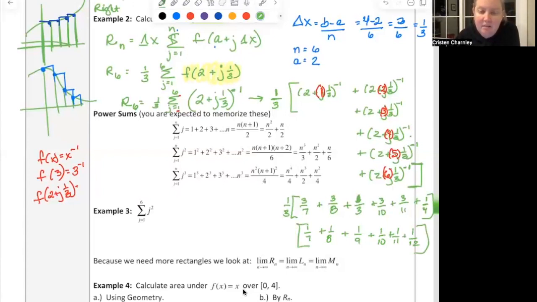So like I said, I disagree with the statement that it's convenient. I don't think it's convenient at all, but it is something I need to introduce you to. So for power sums, that whole process was kind of ridiculous to go through and evaluate each one individually. So there are known quantities, known functions that have an answer already.